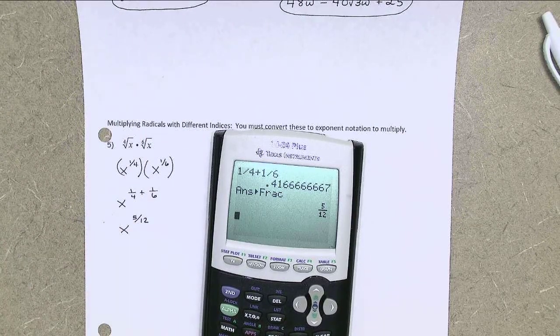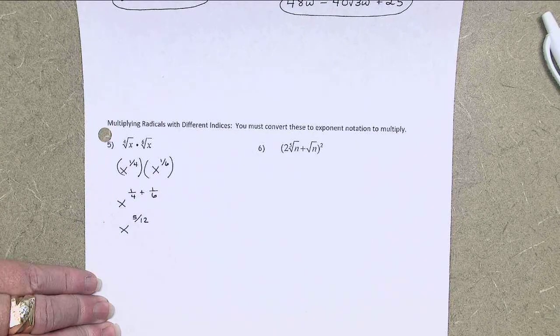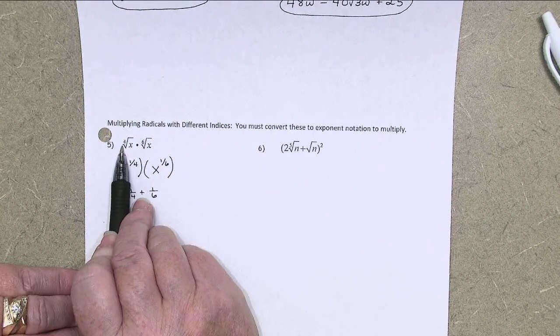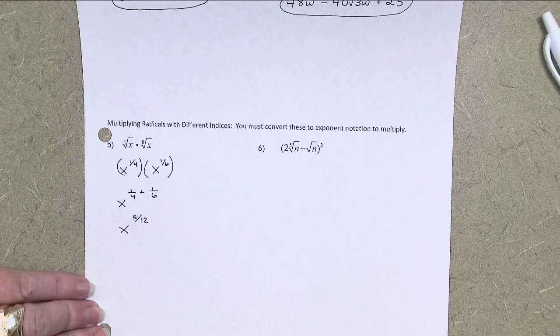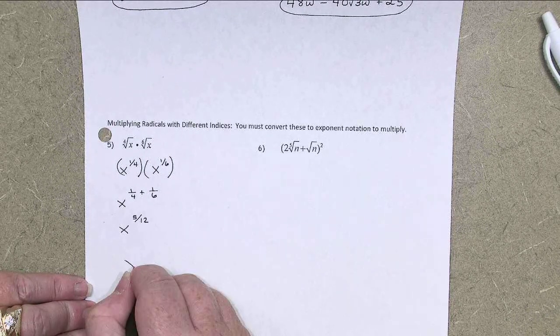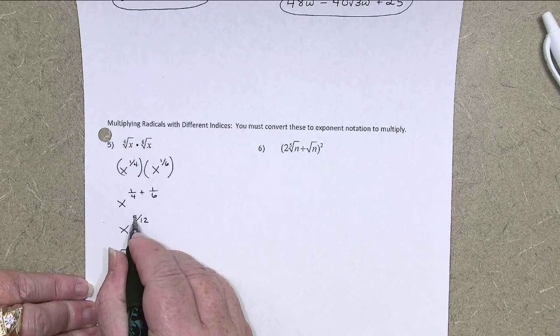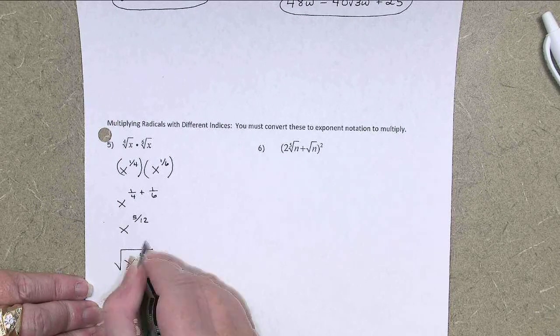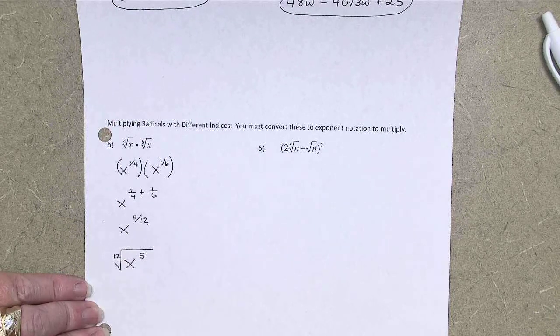There's really nothing wrong with writing something as x to the 5/12, but typically we like to give the answer using the same kind of notation as the problem started with. And since I started with radicals, let's rewrite my final answer again with a radical. I would have the 5th power and the 12th root.